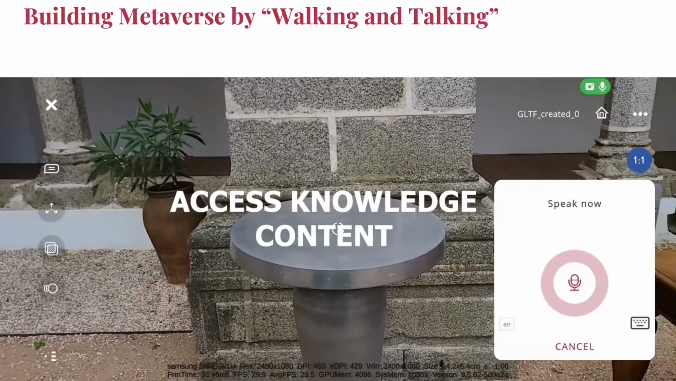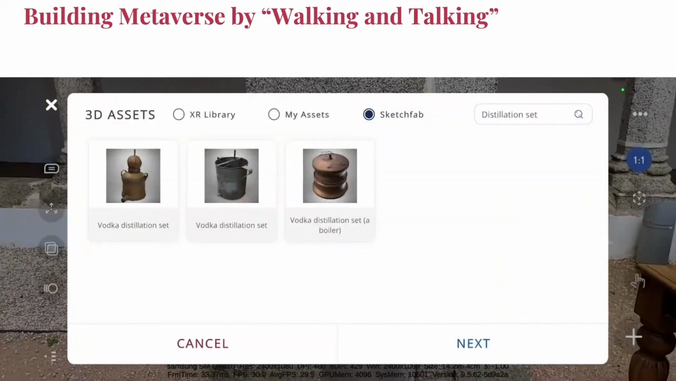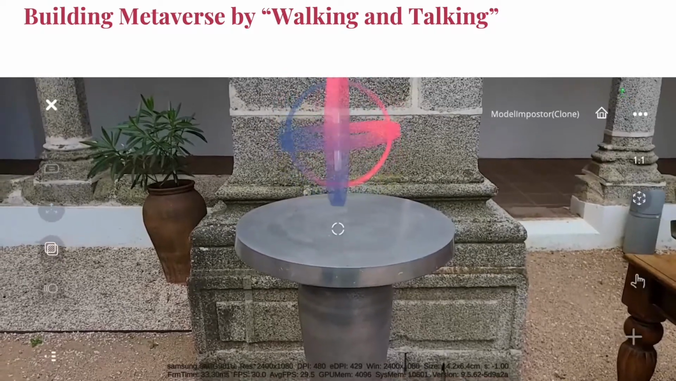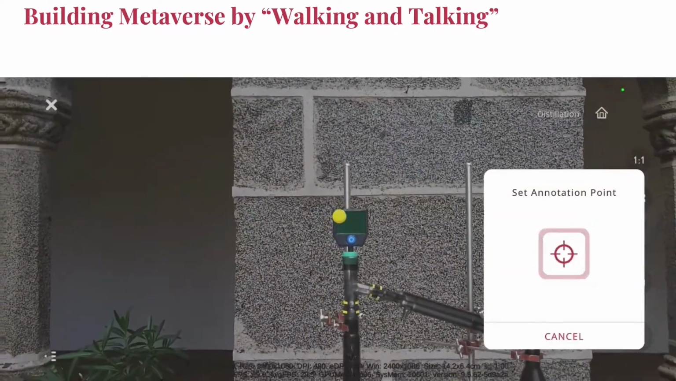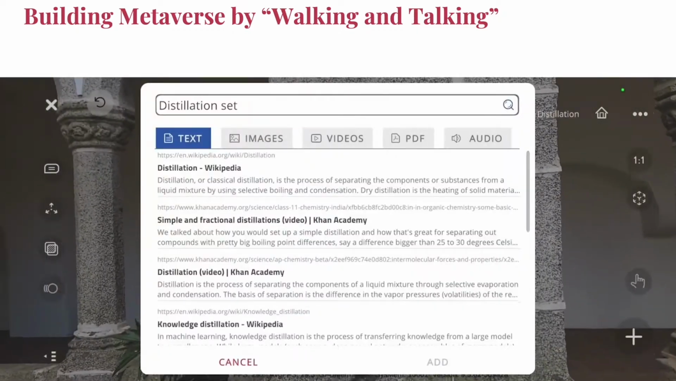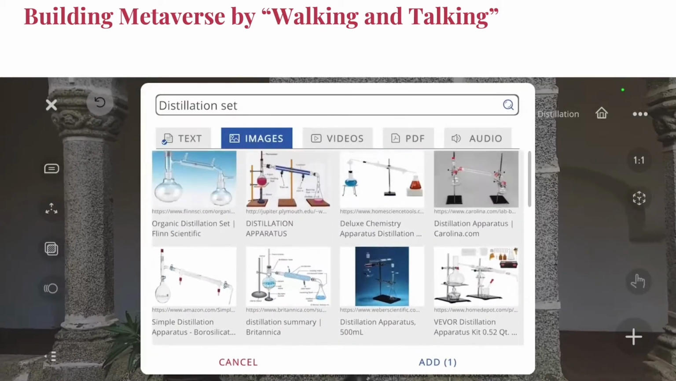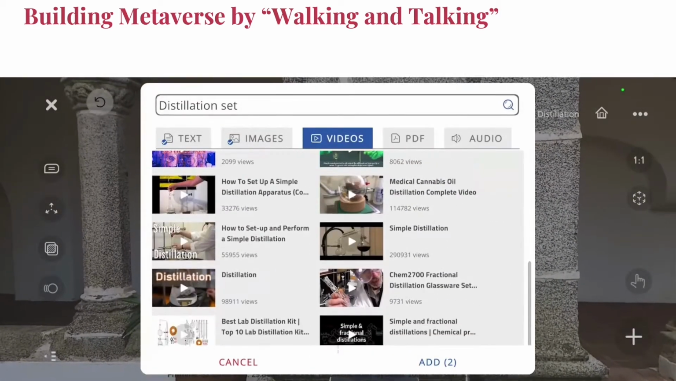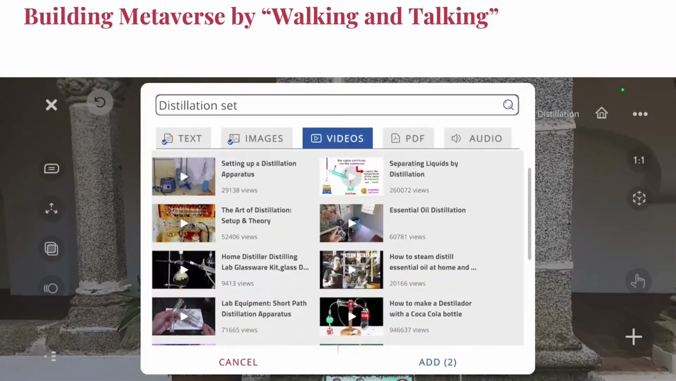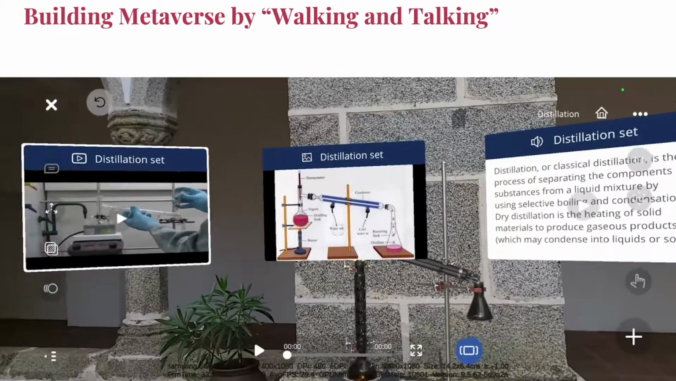So distillation set. Now that I've said distillation set, I can select from my 5.1 million library of assets a distillation set. Immediately it asks me to put an annotation point, and immediately artificial intelligence selects for me text, relevant images that I can pick, videos, PDF systems, audio, or anything else, and builds the knowledge portal on the fly.